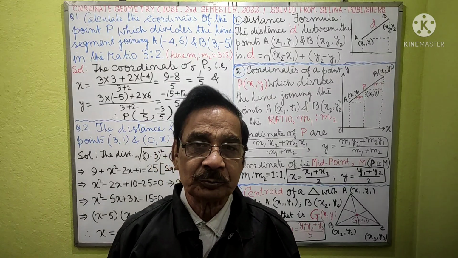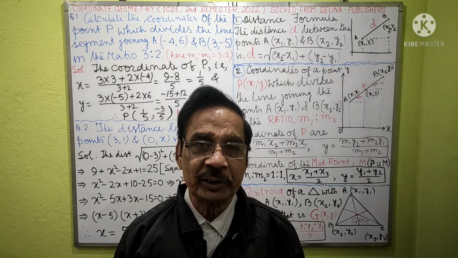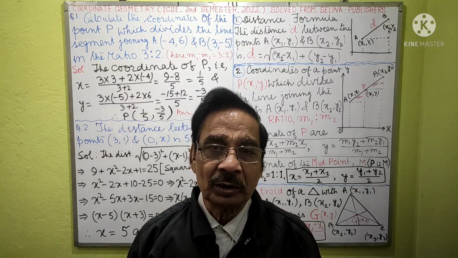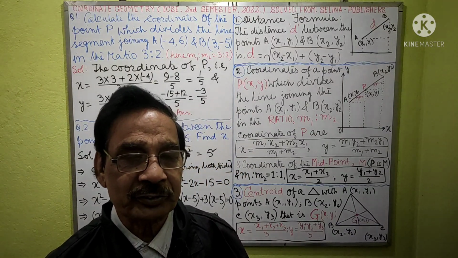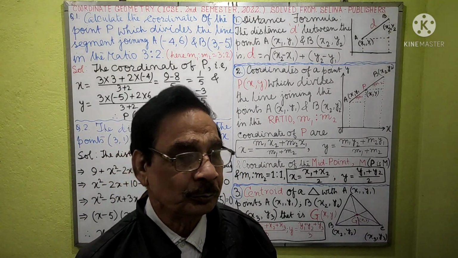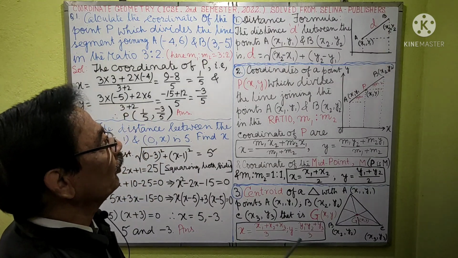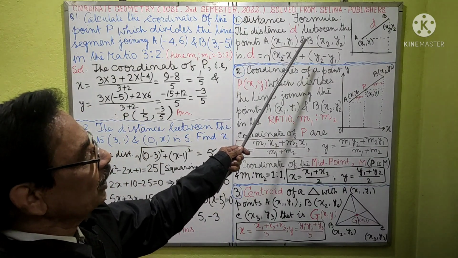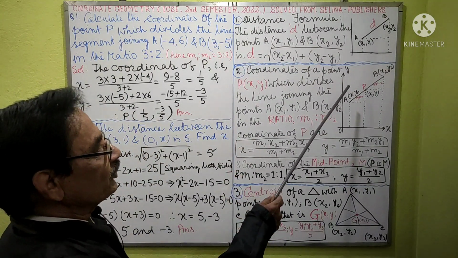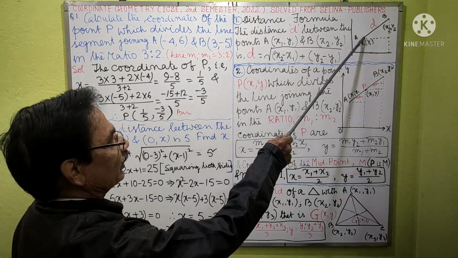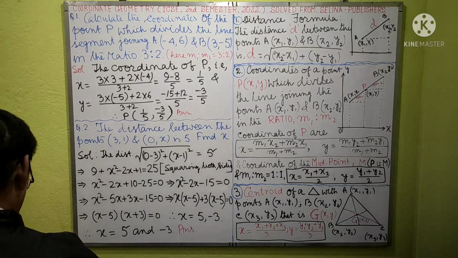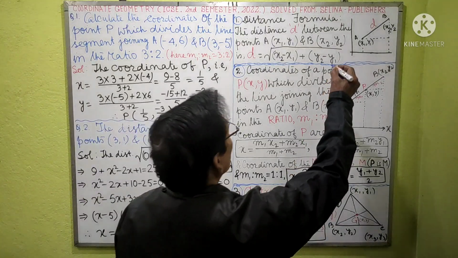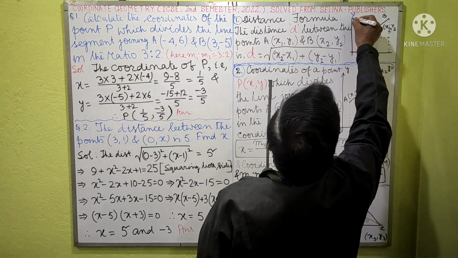Dear students, we have started coordinate geometry. Because this is the first day, we have at first given three formulae. One of them is the distance formula, to find out the distance of the straight line AB.